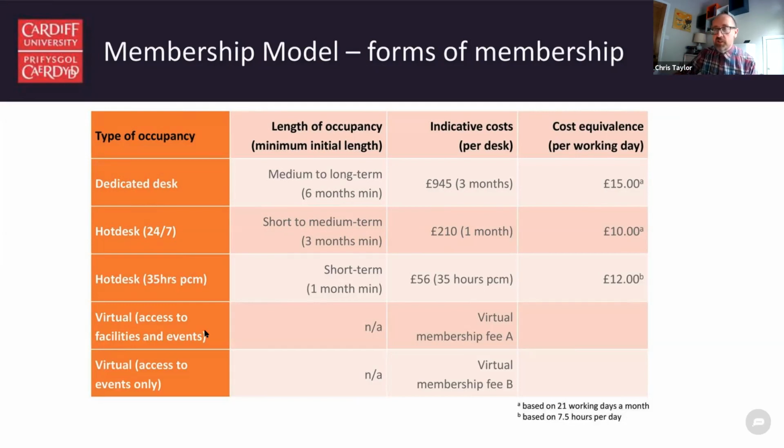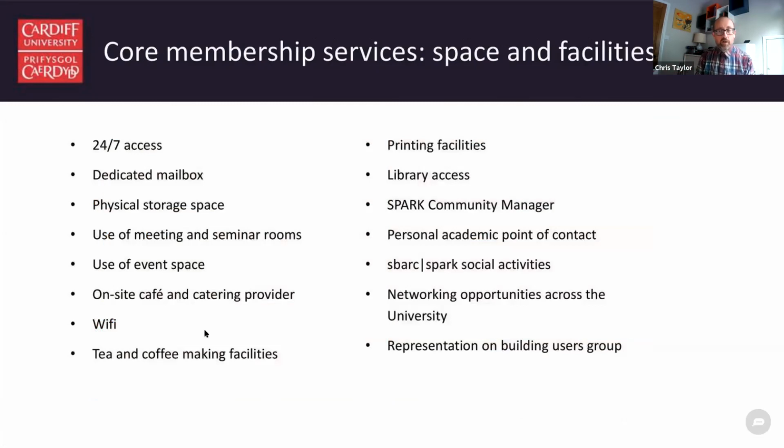So what do the core services look like for that occupation? So this is for those that will be occupying the building. These are just an example, a list of the things that we can offer: dedicated mailboxes, storage space, meeting spaces, the on-site cafe, Wi-Fi, tea making facilities.